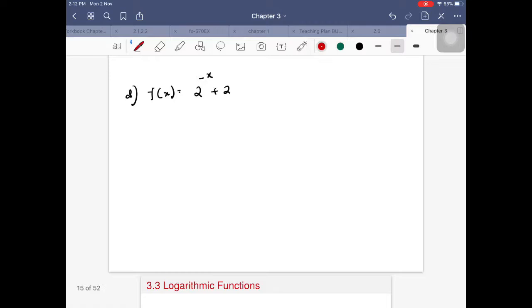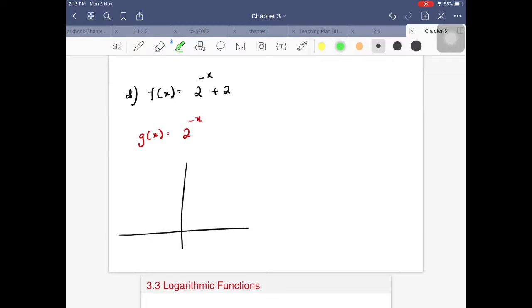So first of all, I'm going to sketch g of x equal to 2 to the power of negative x. Based on this idea, here I have a negative power because it's negative x, and my intercept is going to be at 2 to the power of 0, that is going to be 1. So my graph is going to look like this, and this is going to be a value of 1.